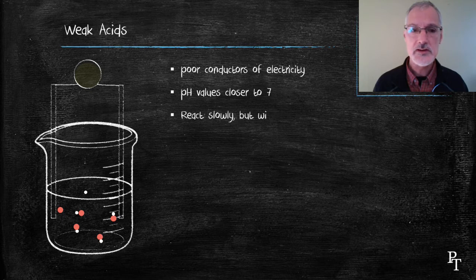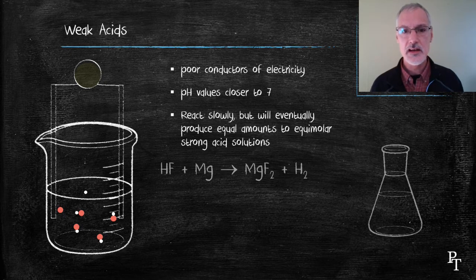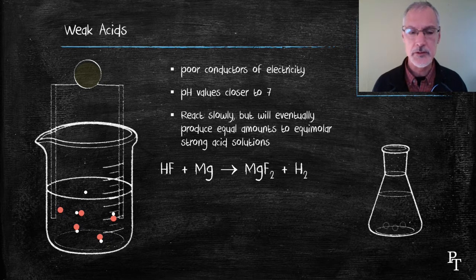These also react more slowly than their strong acid counterparts. So again, mixing hydrofluoric acid with magnesium, I would get a much slower evolution of bubbles. But it is interesting to note that I will eventually end up with the same amount of gas being produced, but it will just take a longer period of time, provided I started with a solution of similar concentration and the same amount of magnesium.